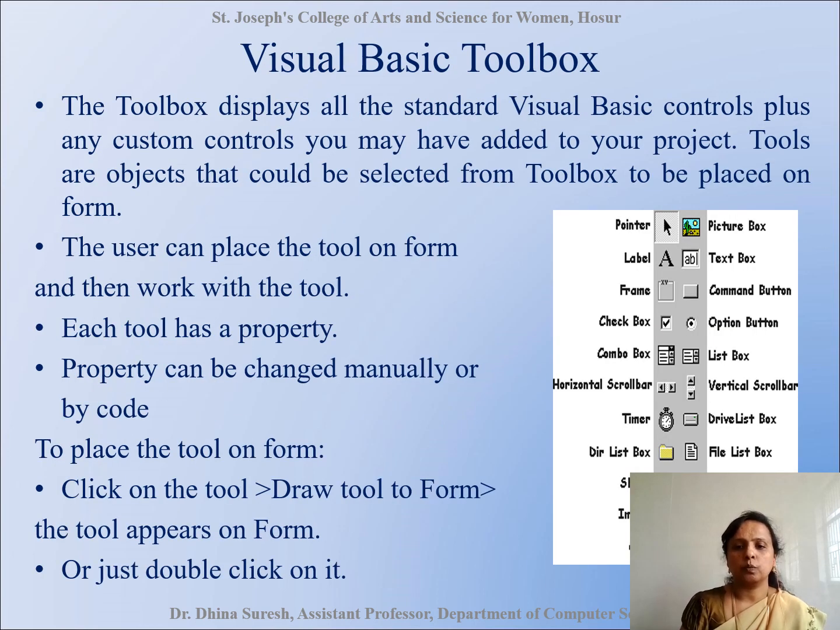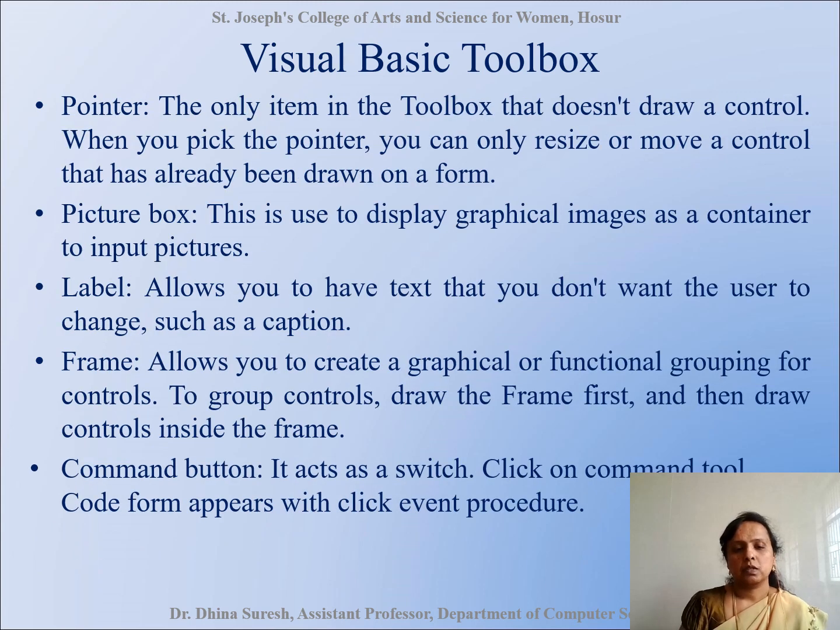The Visual Basic toolbox will be seen on the left-hand side. The toolbox displays all the standard Visual Basic controls. The user can place a tool on the form and then work with the tool. Every tool in the toolbox has a property except the pointer, and the property can be changed manually or during the runtime. To place a tool on the form, we can just click on the tool and draw it on the form, or just double click on the particular tool. It will be automatically displayed on the form. So the first tool is a pointer.